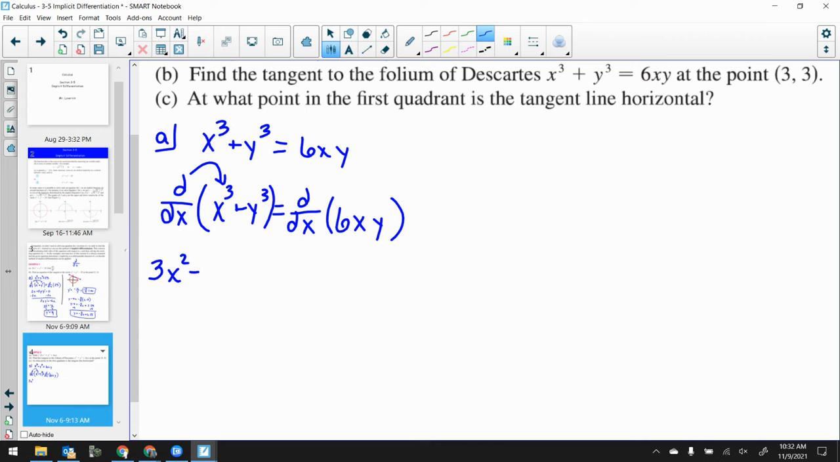Now my second term, when I go to differentiate a y value, and there's something acting on it, I have to treat it like a chain rule. So this becomes differentiate to the third, which is 3y squared. Differentiate the fact that it's to the third, keeping the inside function the same. That's the chain rule. And then multiply by the derivative of the inside piece. Well, the inside function is just y, so I have to multiply by y prime.